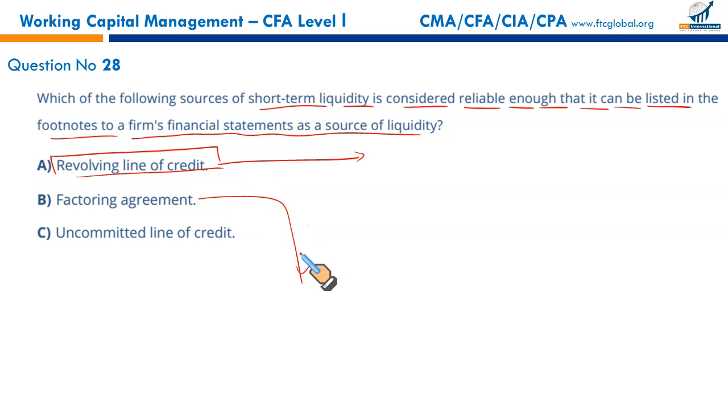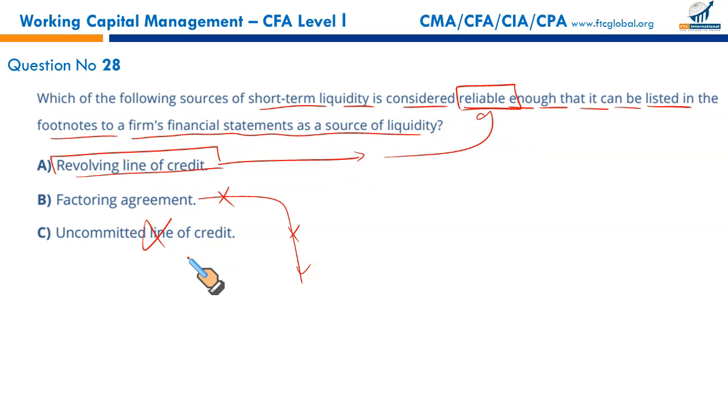Factoring agreement: this is when you have receivables and you sell your receivables to overcome your short-term liquidity needs. So factoring of receivables is a source of finance, but this is not a very reliable one. We are looking for the one that can be listed in footnotes. So we don't normally list a factoring arrangement in the footnotes because this is not a reliable enough source of finance. Only a revolving line of credit amongst these is.